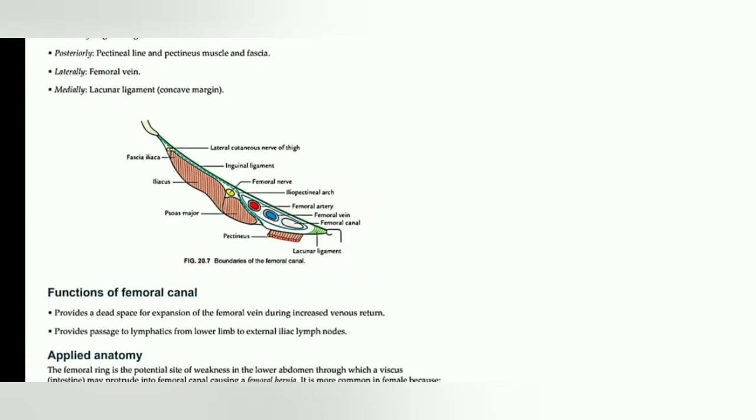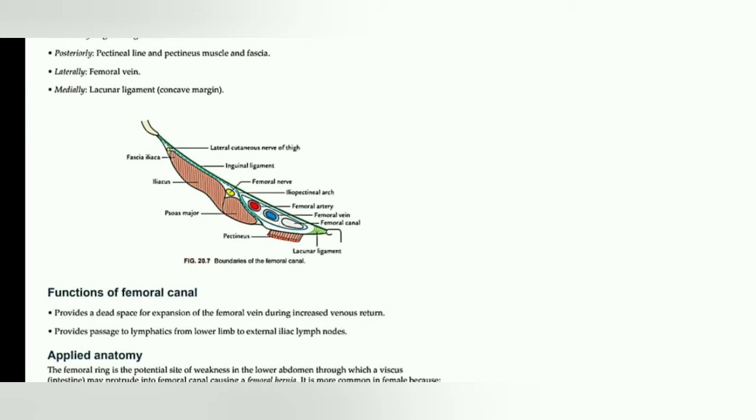What are the functions of the femoral canal? It provides a dead space for expansion of the femoral vein during increased venous return. So whenever there is a space needed for expansion of the vein, it can always expand into the medial side where the femoral canal is present, because it is an empty dead space. And it also provides passage to lymphatics from the lower limb to the external iliac lymph nodes. Which lymph nodes are present here? The lymph node of Cloquet or Rosenmuller's lymphatics.